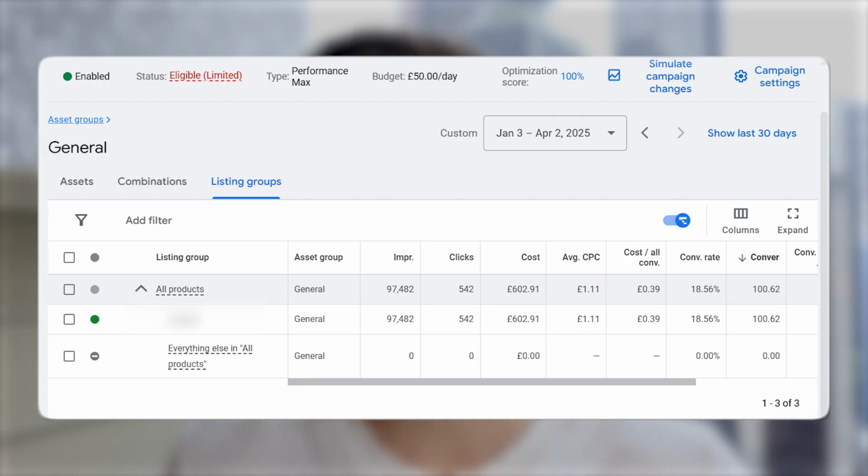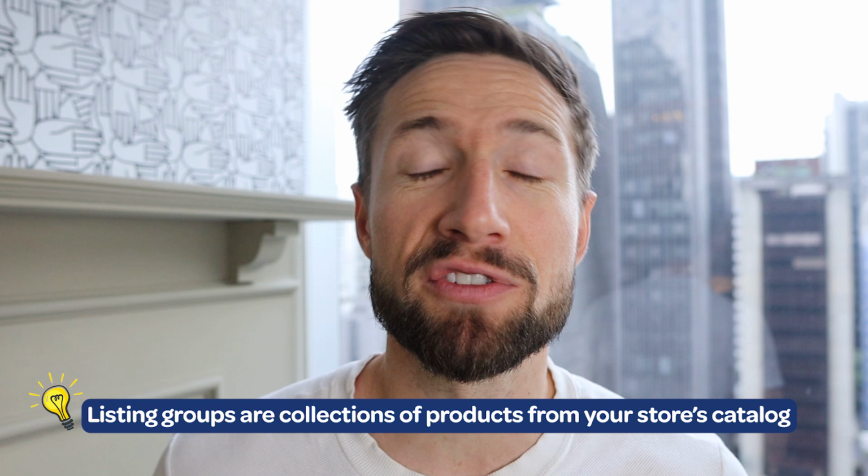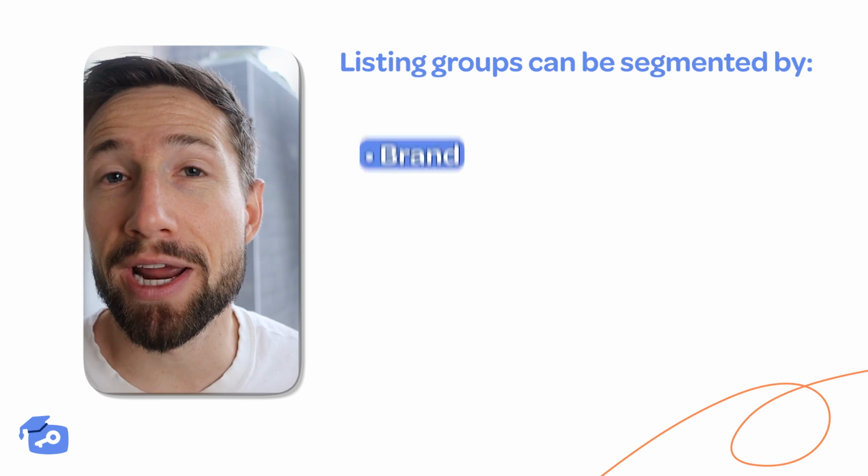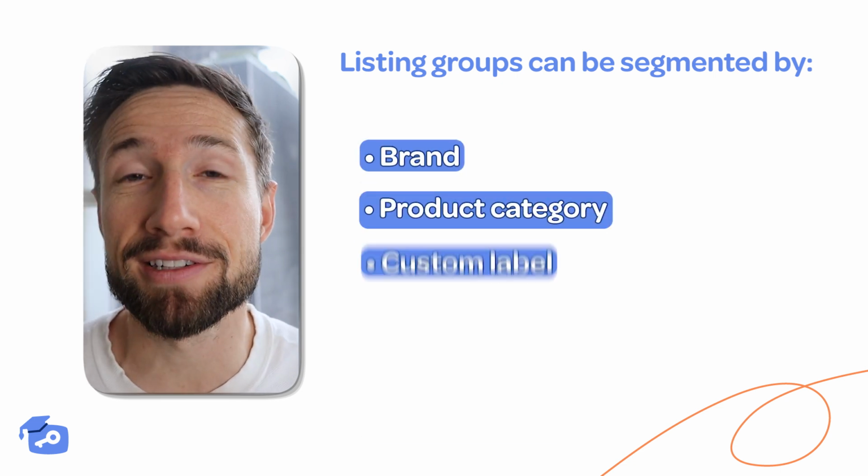Next, let's look at listing groups. They are within asset groups in PMax. If you're familiar with product groups in shopping campaigns, listing groups are quite similar. They're simply collections of products from your store's catalog. Your listing group within an asset group can be left as all products, which is the default setup. You can also break it down by product attributes, such as brand, product category, or custom label. There are many options to consider.